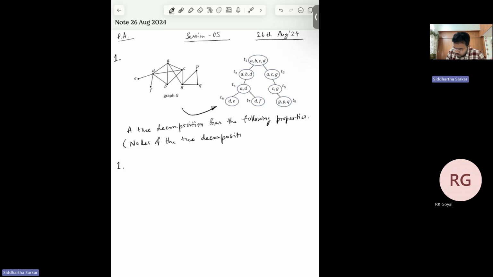Nodes of the tree decomposition are called bags. So the first property is that every vertex should have some bag. So every vertex is in some bag. The second property is that every edge is in some bag. So both the endpoints of every edge should be in some bag.